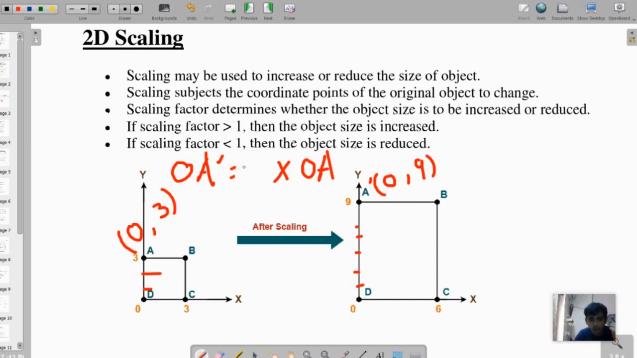can you say what would have happened if the scaling factor is, say, 0.5? Give it a thought and write down the answer into the chat box. If the scaling factor in our example is 0.5, will the length of line OA be increased or decreased? Write down the answer into the chat box. Give it a thought.